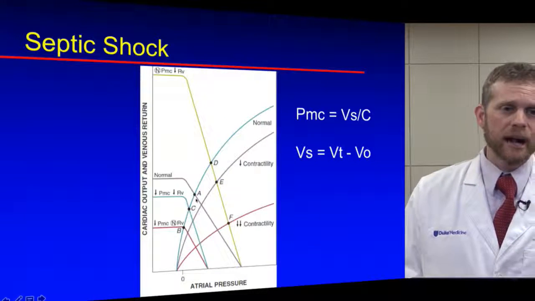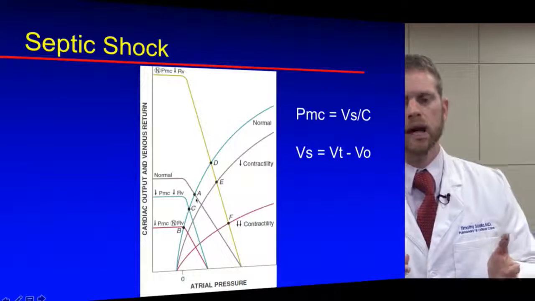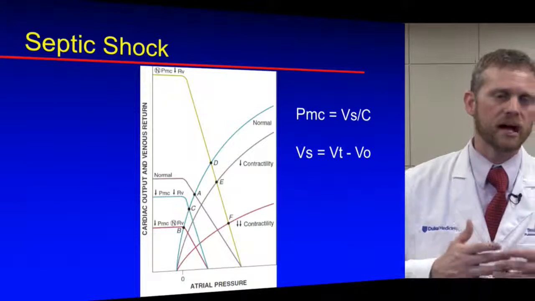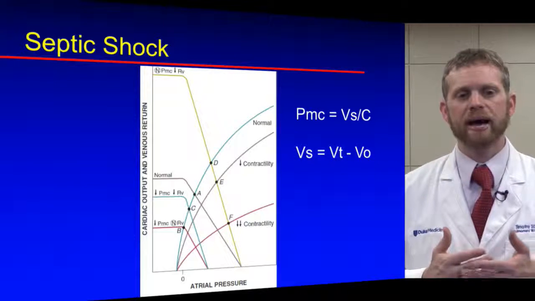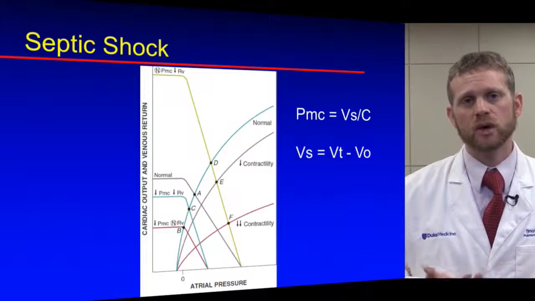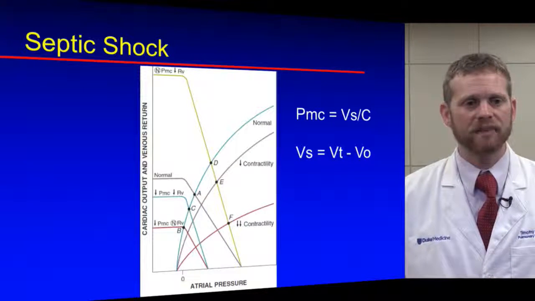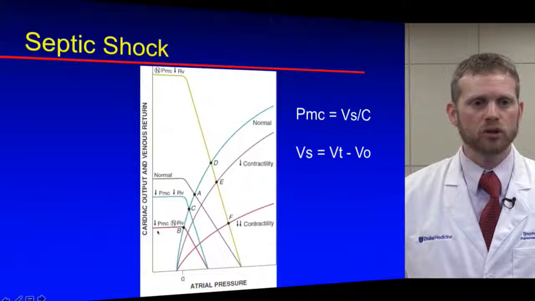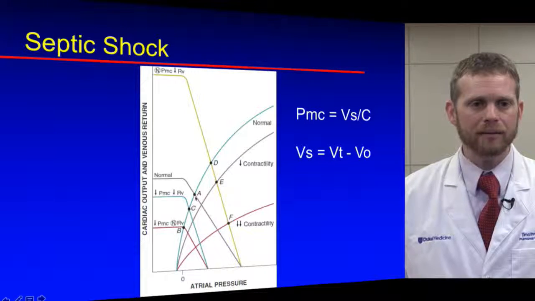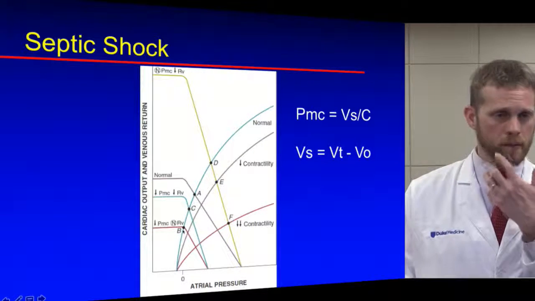And so the first thing that happens in septic shock is we're going to have a drop in the systolic blood pressure. We're going to have a vasodilation, which is going to increase the compliance of that systemic vasculature, and we're going to have a drop in our mean circulatory pressure. So the patient here is going to go from A down to B, right here.